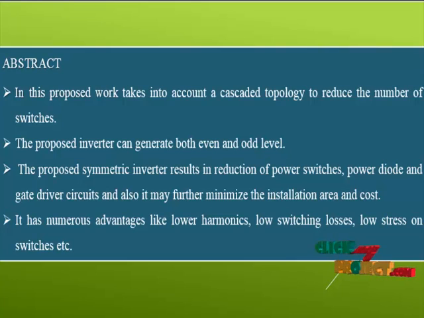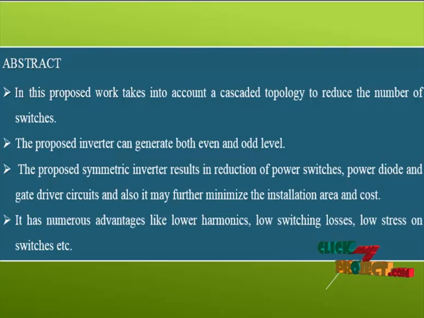In this proposed work, a multi-level inverter topology with a reduced number of power switches is presented, and it can generate both even and odd levels. The proposed topology is suitable for symmetric structure. This symmetric structure results in reduction of power switches, power diodes and gate driver circuits, and it may further minimize the installation area and cost.